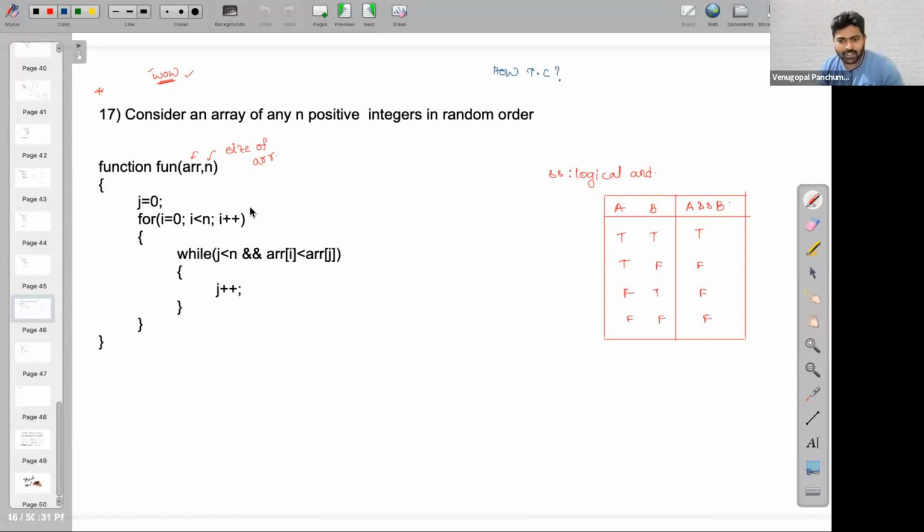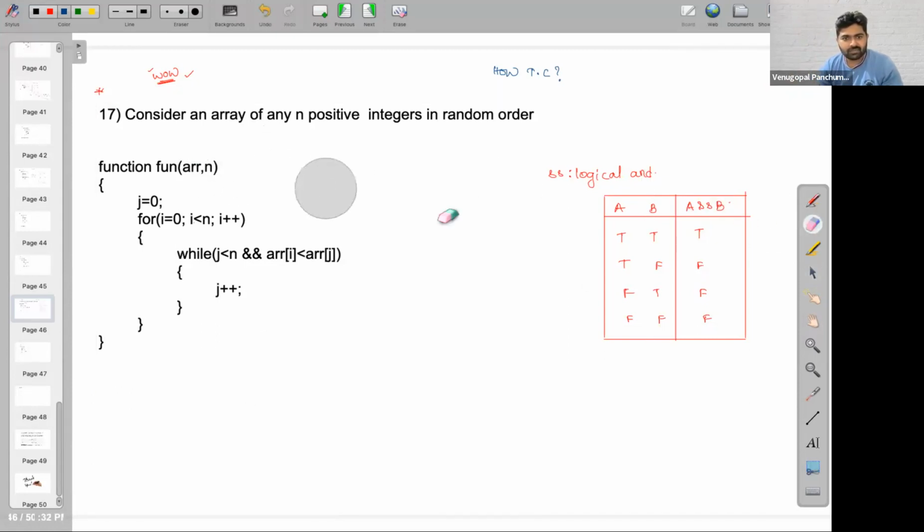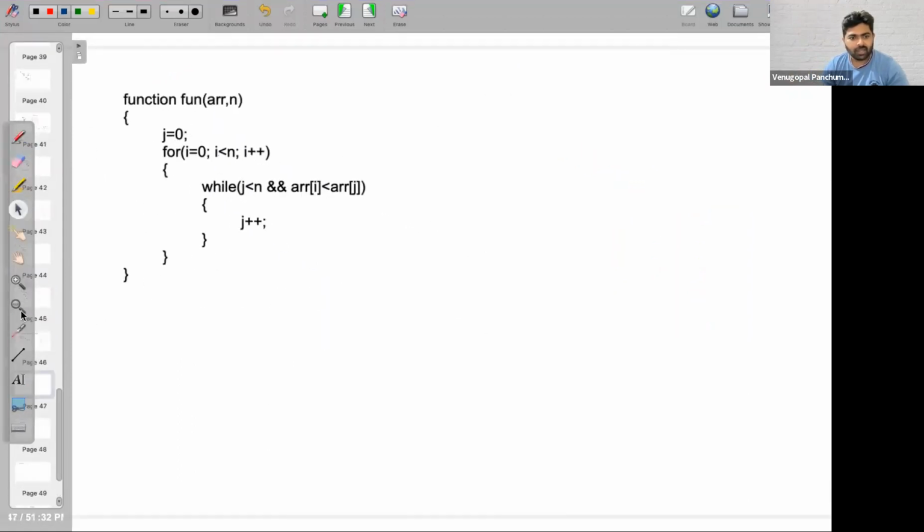Okay, let me explain the solution. Please, everyone see here. Those who are saying order of n square as the answer, please see here. I can take some random array, so I'll be taking some random array elements: 1, 2, 3, 4, 5. So n is equal to 5, and indices start from 0.